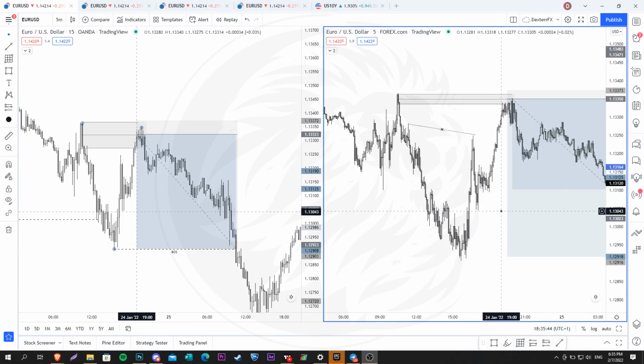So guys, this is the end of this video for the order block lower time frame refinement. I hope you enjoyed this one and you will be able to refine your order block and have a better risk reward ratio. So I see you in the next video, guys. Bye bye.